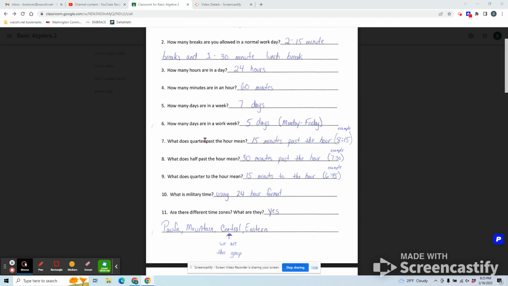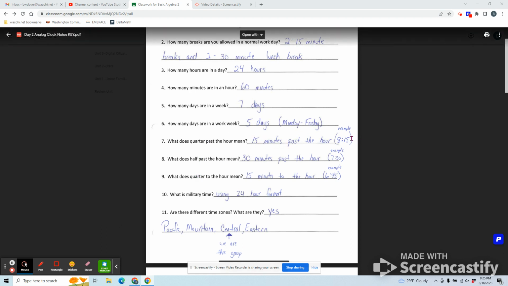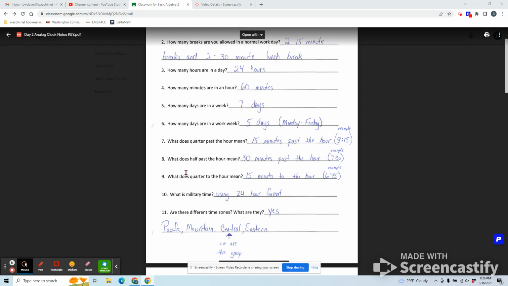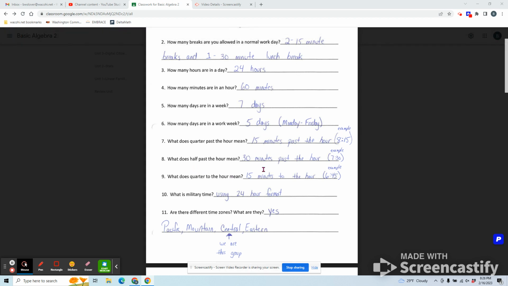Now, these are just things that you may or may not have heard in conversation. What does quarter past the hour, half past the hour, or quarter to the hour mean? So the first one, quarter past, is 15 minutes past the hour, so 8:15. Half past the hour is 30 minutes past the hour, which is 7:30. And quarter to the hour is 15 minutes to the hour.